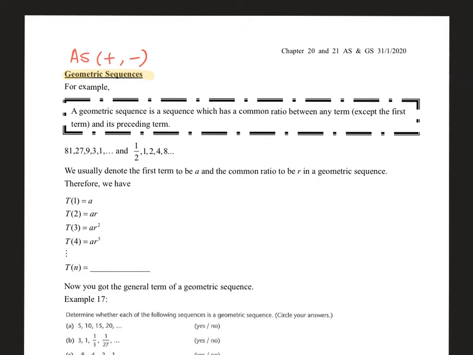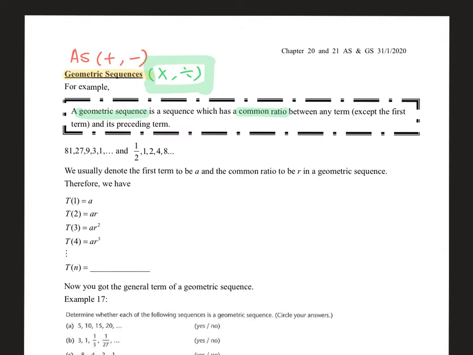So for geometric sequence, can you make a guess what operation we will use in order to get the next term? It's not very hard to guess, because it's about times and division this time. Now let's take a look at the definition. A geometric sequence is a sequence in which there is a common ratio between any two terms. It's very hard to understand, right? So that's why we stick to the notations we are going to use in geometric sequence.